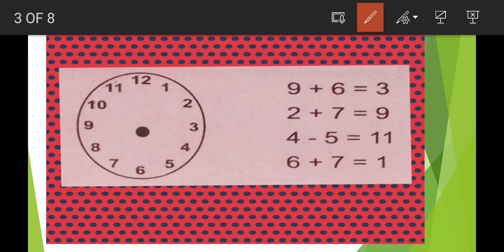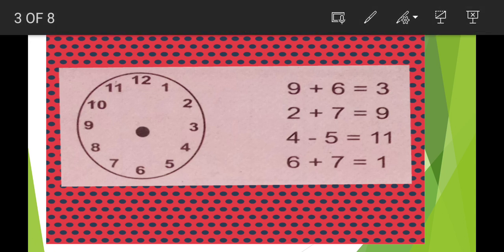Now let's proceed to the 4th example here. We have 6 plus 7 is equal to 1. We all know that 6 plus 7 is equal to 13. What they did was 13 minus 12 is equal to 1.